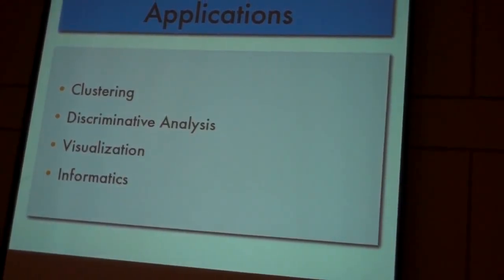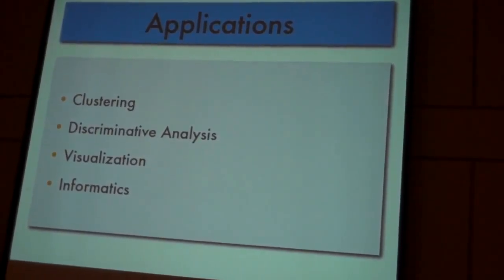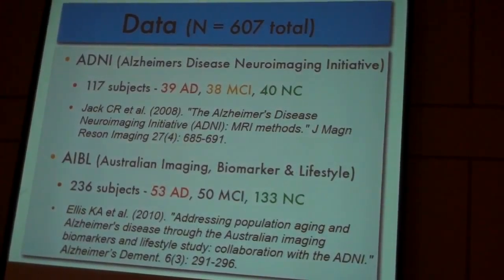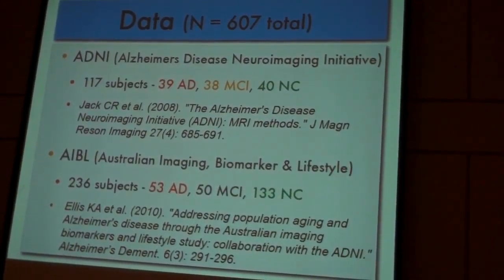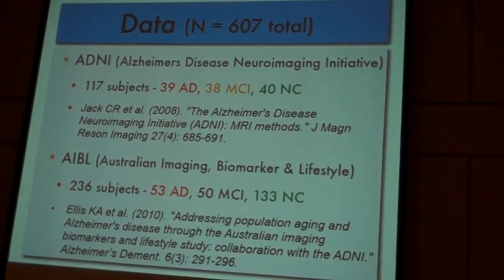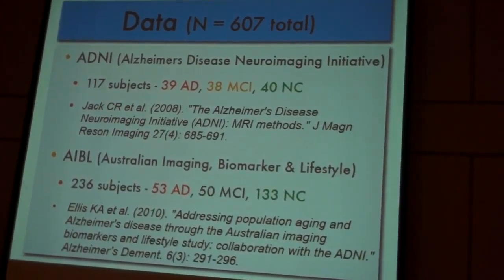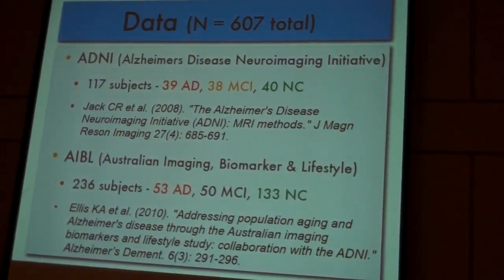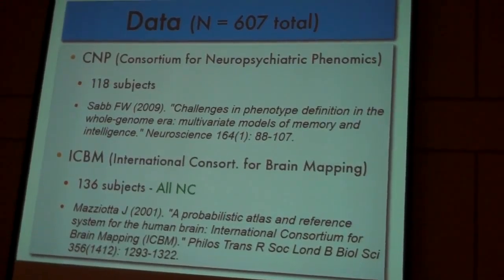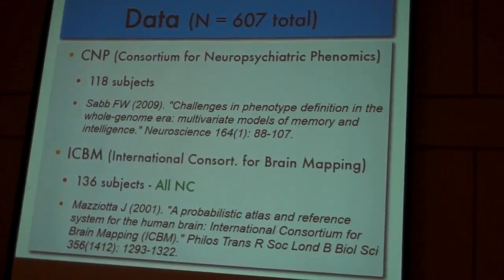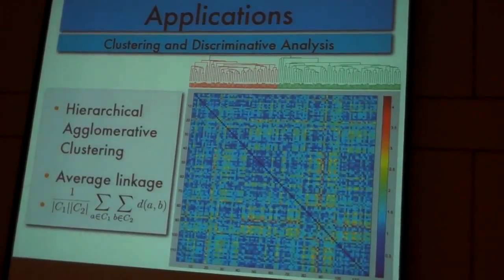So finally, I'll discuss a few applications and results based on the approach of using distribution functions for features. And here's our data. We have a big data set of multiple subjects collected at different sites. So you have the ADNI data set, and we chose 117 subjects out of that data set. Then you have the Australian ADNI, AIBL, 236 subjects. You have the Consortium for Neuropsychiatric Phenomics, which was collected at UCLA, and the ICBM, which consists of just entirely normal control subjects. So we look at the ADNI data set first.